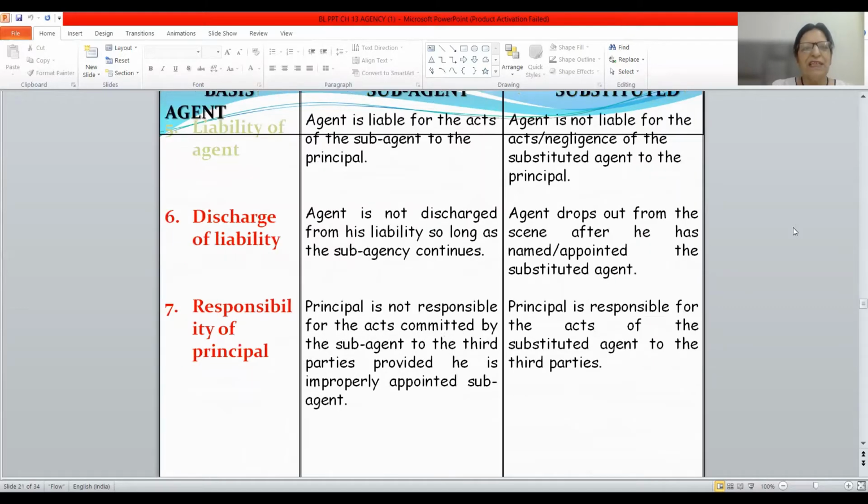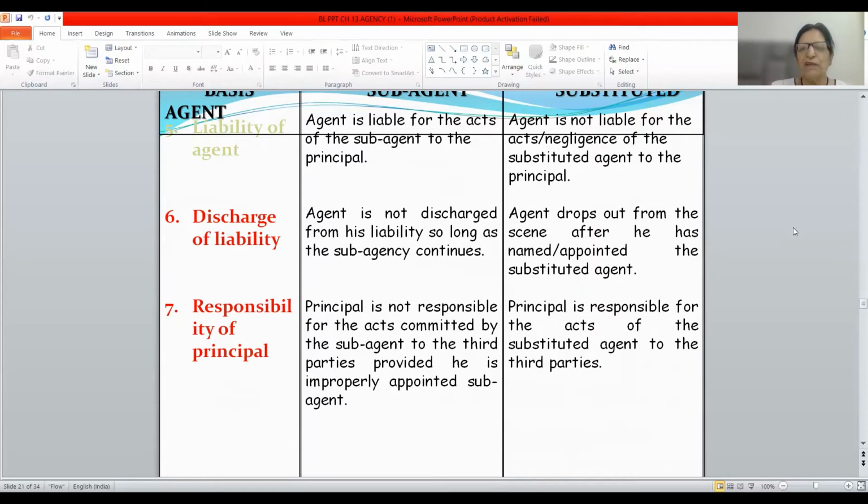Moving ahead, friends, the next point is liability of agent. The agent is always liable for the acts of the sub-agent to the principal. The agent is not liable for the acts of the substituted agent to the principal, because the substituted agent is always responsible and answerable to the principal. The agent is not discharged from his liability so long as the sub-agency continues. He will be discharged from his liability only when the sub-agency comes to an end.